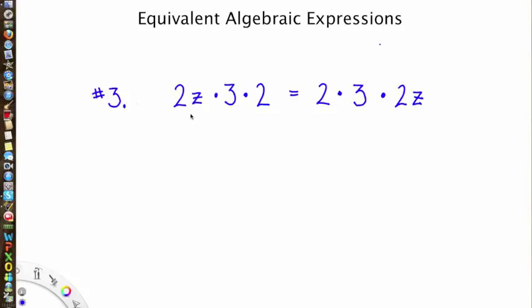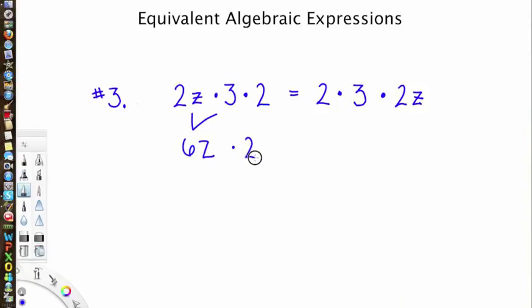Let's work through this. Let's follow order of operations. Order of operations simply states, since both operators are the same, we just work left to right. So 2z times 3 is 6z. Bring down the rest of the information, which is times 2. So if I have 6 z's and then I double it all together, I would have 12z.